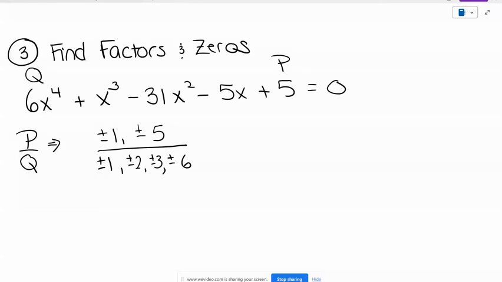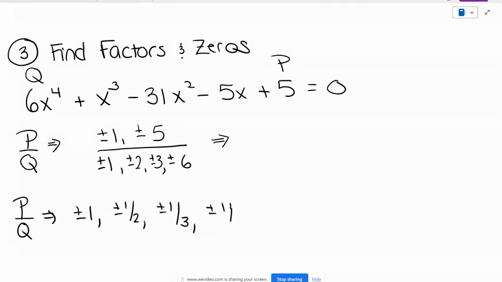And now we pair every numerator with every denominator. So our possible rational roots, P over Q, will be plus minus 1, plus minus a half, plus minus a third, plus minus 1/6. Now we move on to 5. So plus minus 5, plus minus 5 halves, plus minus 5 thirds, plus minus 5/6.